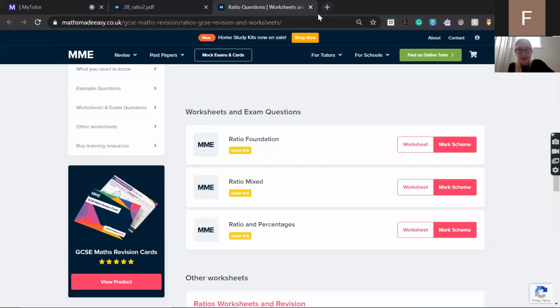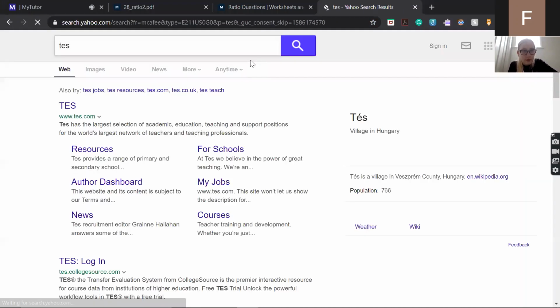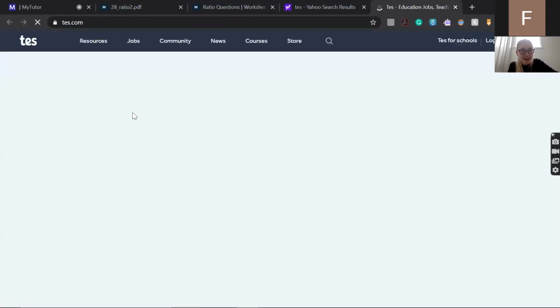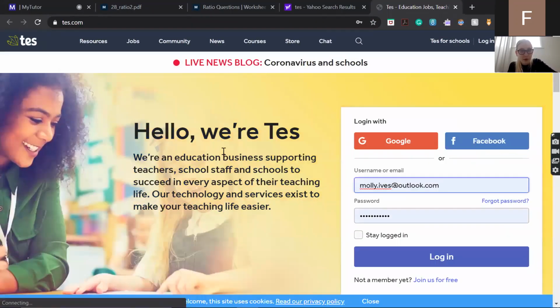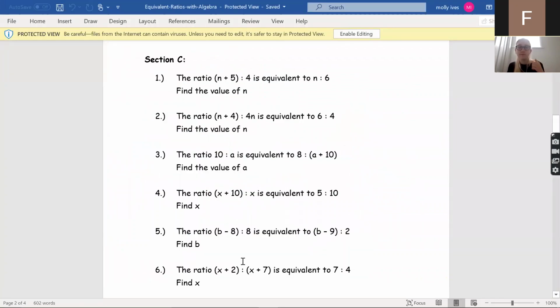These ones here were from the TES website, which basically is resources. Oh my God, I don't know why it's on Yahoo. Please don't judge me. Basically, if you search in TES, they're teaching educational resources. So they're mostly for teachers, but a lot of them are free to download. So if you find any that are free, you can just download them and use them yourself. So that's where I found these documents here.